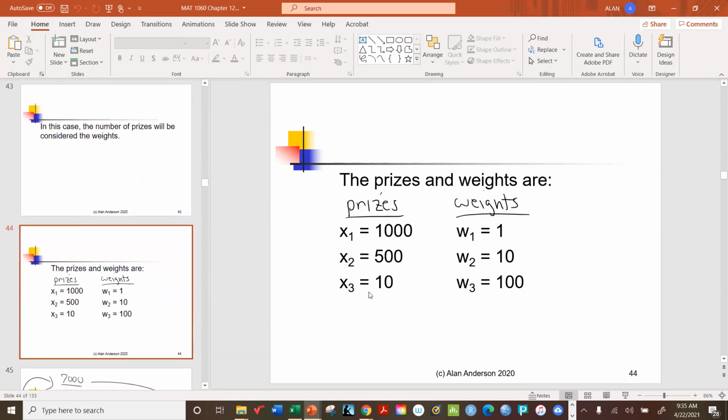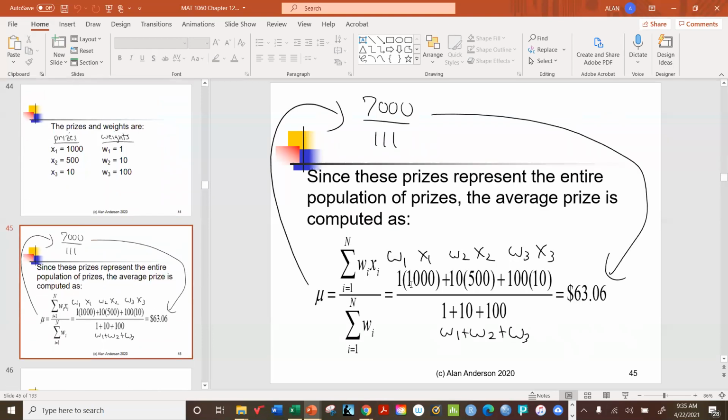So we went through and plugged in all the numbers. In this case, the weights were the numbers of prizes. The X's were the prizes themselves. So we plugged in everything and came up with a weighted average of $63.06.